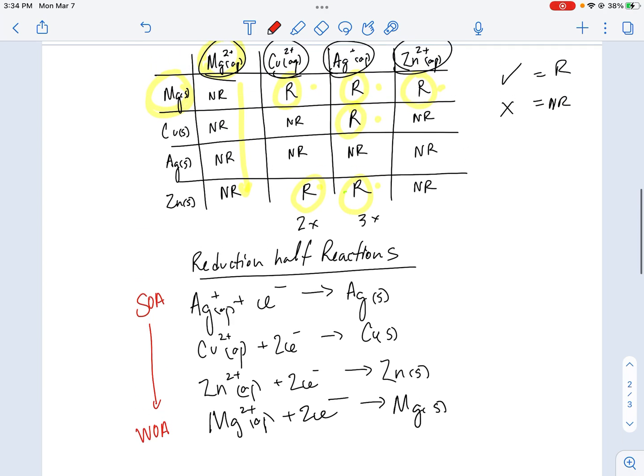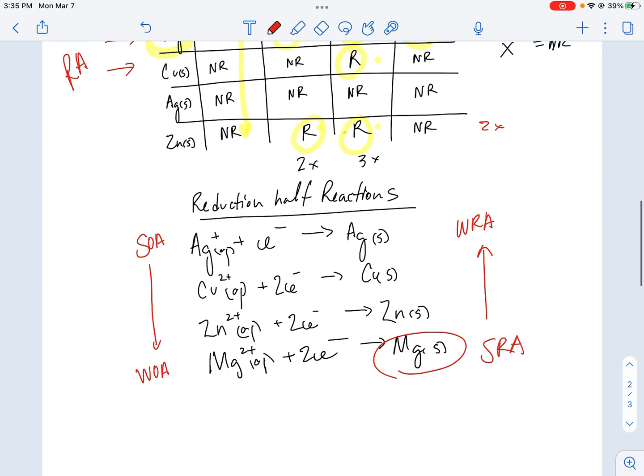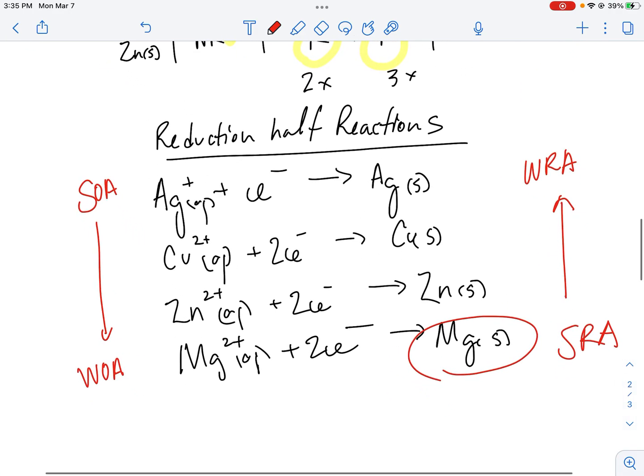Then if I look at the reducing agents, you'll notice something over here. If I was reading across, these are my reducing agents because they're losing electrons. Magnesium reacts 3 times. Well, magnesium solid is my strongest reducing agent. And then my next strongest reducing agent is zinc, which reacted 2 times. So my reducing agents are organized, strongest reducing agent is on the bottom to my weakest reducing agent at the top. And that's how I build my reduction half reaction table. So this is the reduction half reaction table.